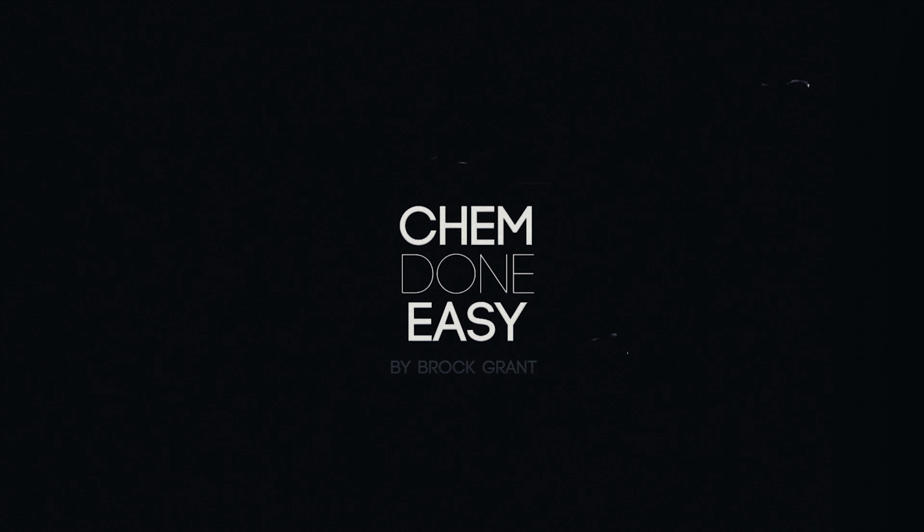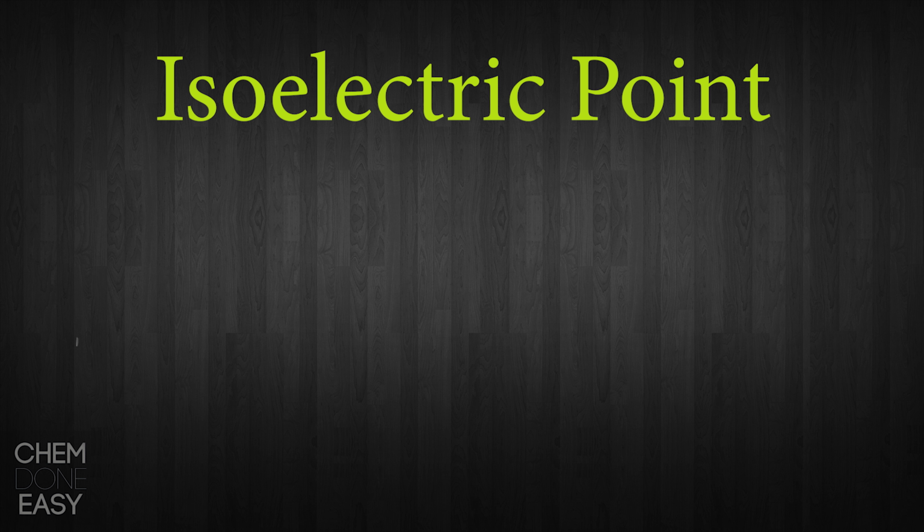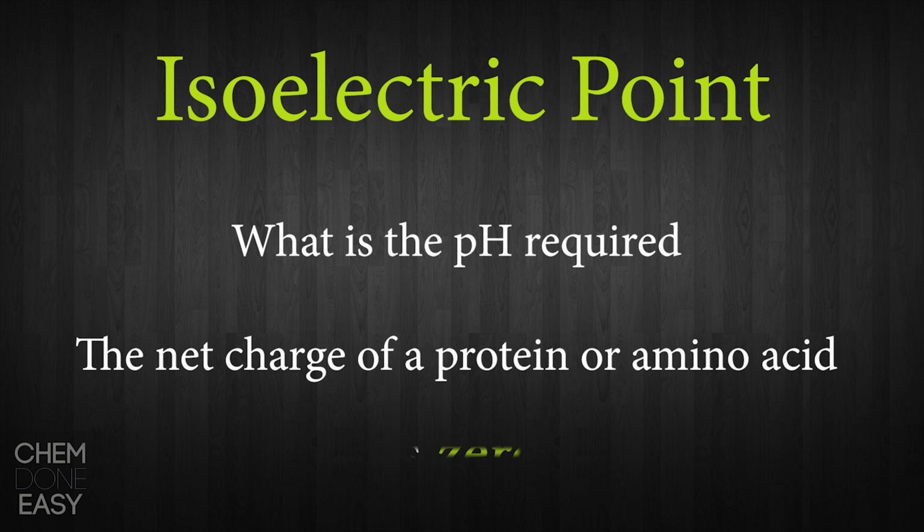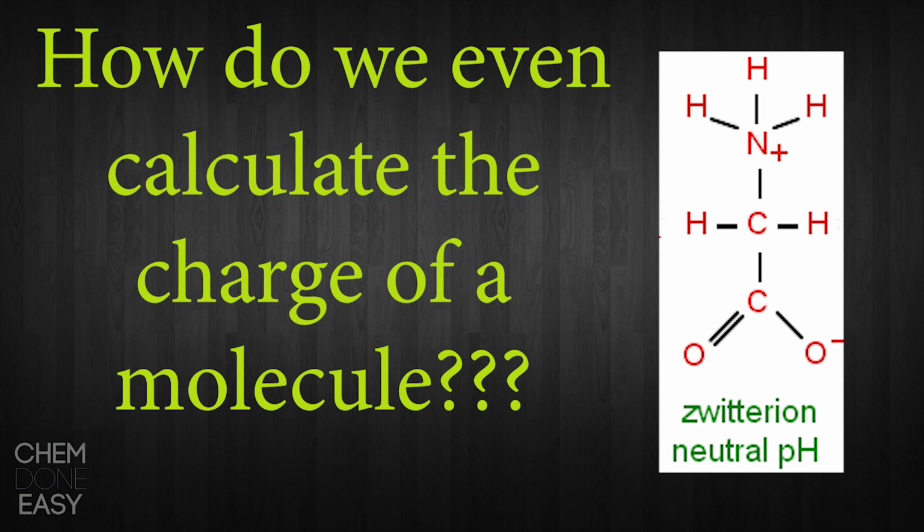The isoelectric point of a protein or amino acid tells us at what pH the net charge of that protein or amino acid is 0. But before we delve too deeply into the specifics on how to calculate the isoelectric point, it's important to know how to determine the charge of our amino acid.